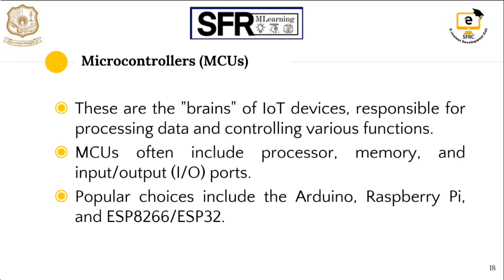The sensors are used to receive the input from the field and pass the information to the microcontroller, and the microcontroller processes that information and sends a signal to the actuators to carry out the necessary action. This is how a basic IoT device works. The popular choices for these microcontrollers are Arduino, Raspberry Pi and ESP.